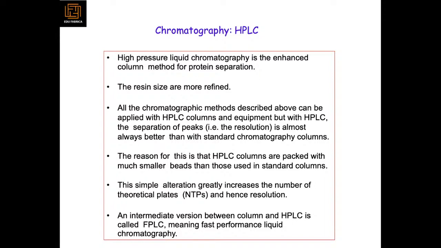So high pressure liquid chromatography is an enhanced column method for protein separation. The resin sizes are more refined, and all the chromatographic methods described above can be applied with the help of an HPLC column and equipment. With HPLC, the separation of peaks is almost always better than with standard chromatography columns, and the reason is that HPLC columns are packed with much smaller beads than those used in standard columns.